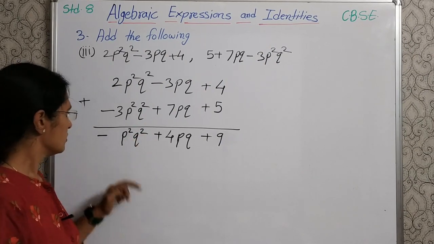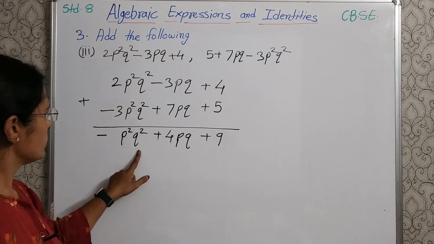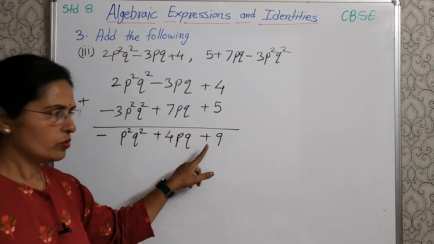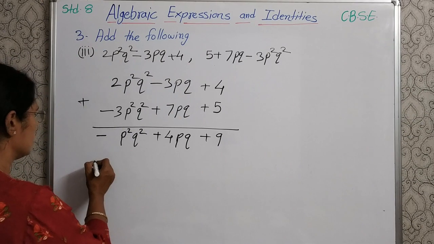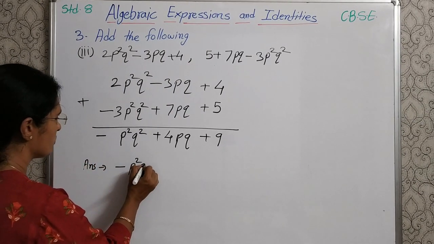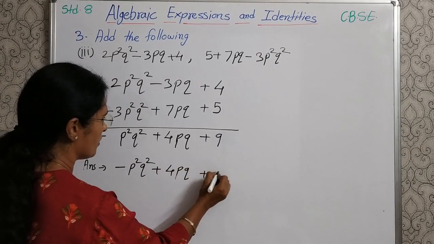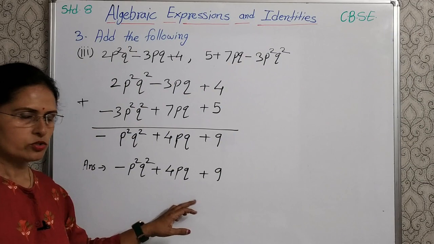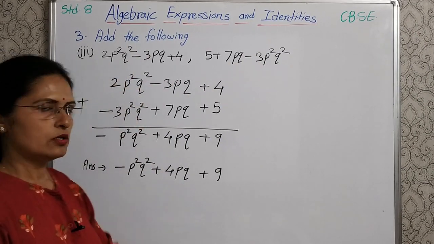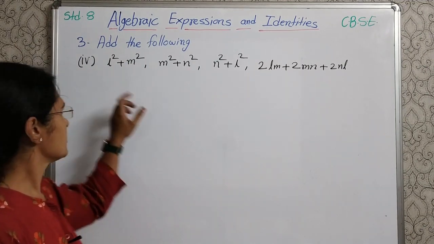We don't write the coefficient 1. So the answer is minus p square q square plus 4pq plus 9. So this is the answer for the third sum. Let us solve fourth sum.